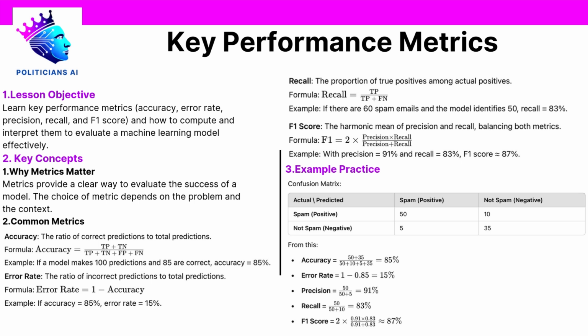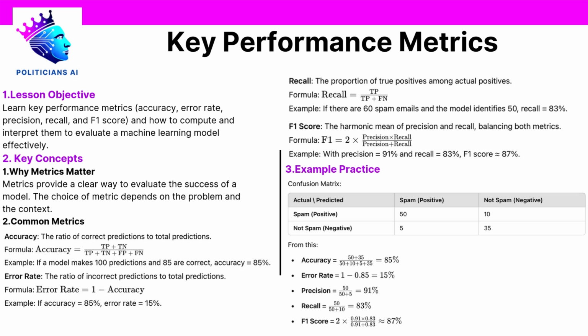Now, let's move on to recall, which measures how many of the actual spam emails the model successfully identified. Out of the 60 spam emails in the dataset, the model correctly identified 50 but missed 10. Recall is the number of true positives divided by the total actual positives, so it's 50 divided by 60. That gives us approximately 83%. This means the model is catching most of the spam emails, but it still misses a few.